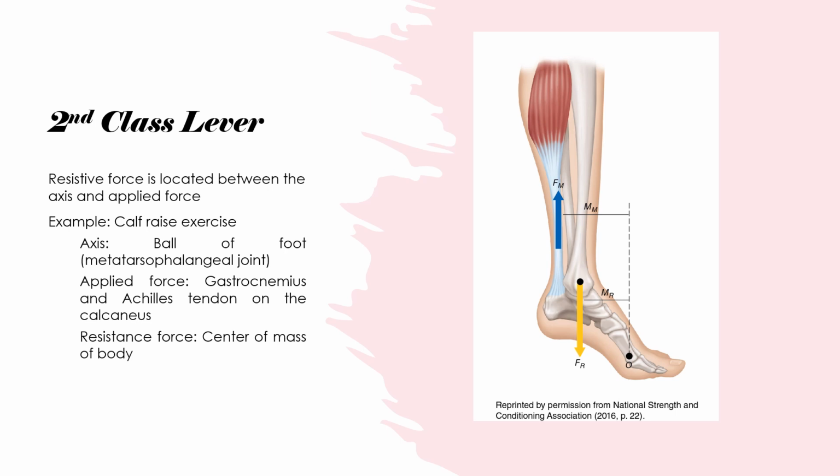For example, a calf raise exercise. The axis is the ball of the foot, while the applied force is the gastrocnemius or calf and Achilles tendon on the calcaneus. The resistance force is the center of mass of the body. Other examples of this are the seesaw, the top of a hammer to get out nails, oars, or scissors.